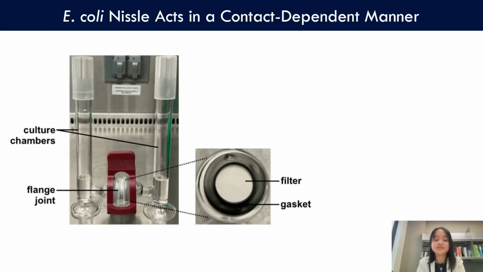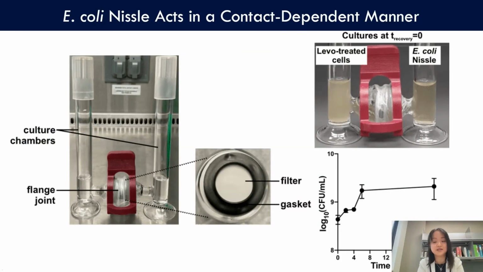So to look at how E. coli Nissle is doing this, we first asked if Nissle is acting in a contact-dependent or contact-independent manner. To address this question, we made use of a custom-made device that we call the H cell, because it looks like an electrochemical H cell. This would allow us to culture E. coli Nissle and the levofloxacin-treated cells in separate chambers separated by a filter that would allow small molecules and nutrients to pass through, but not the cells. And we saw that when E. coli Nissle was cultured with the levofloxacin-treated cells in this manner, Nissle was no longer able to inhibit the recovery and reduce the burden of the levopersisters.